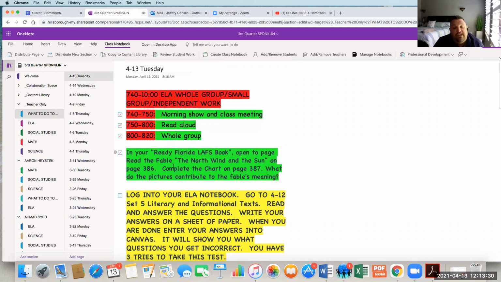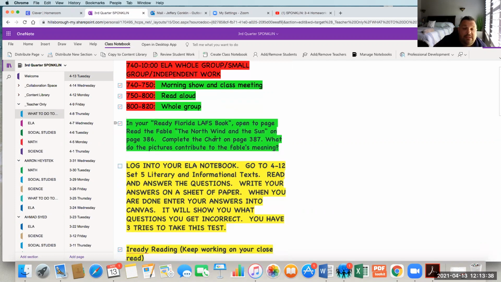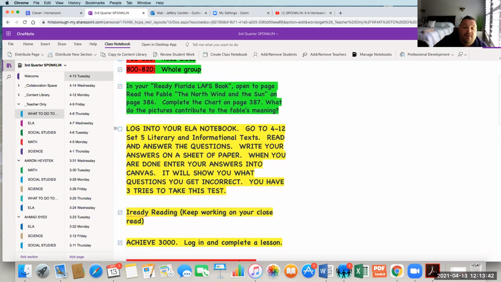We did our whole group lesson again in green. Here's the lesson, the part we did together. Everybody should be done with that, but if you missed it, you can go back and look at 386 and 387 in that book to figure it out. We have practice questions for ELA for our assignment today. This date is wrong. This should say 413, but when you go to your notebook, it's only under 413. There is no 412, so it's under 413. You can find it there.